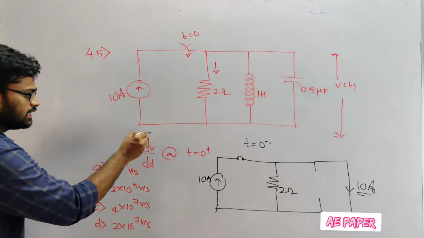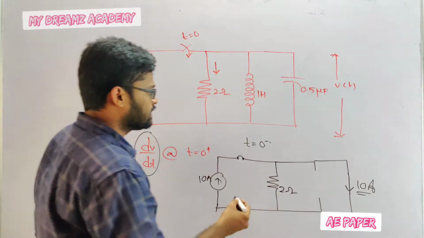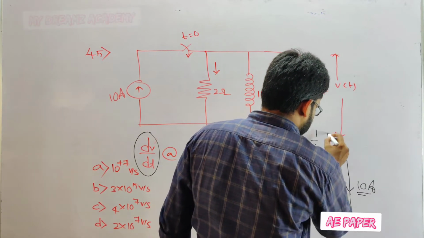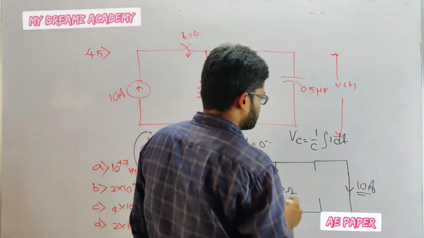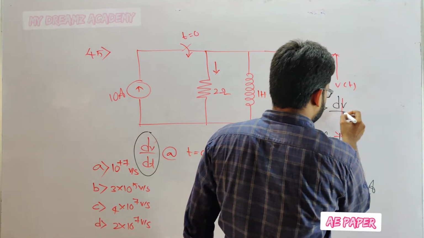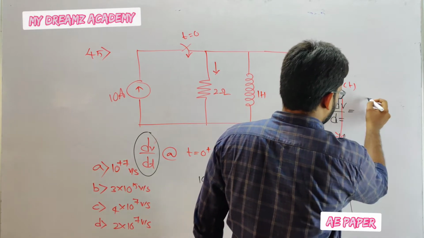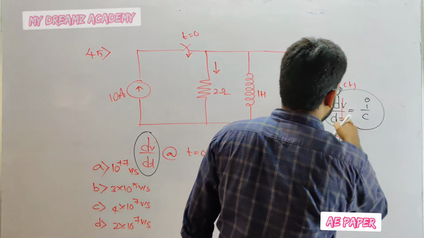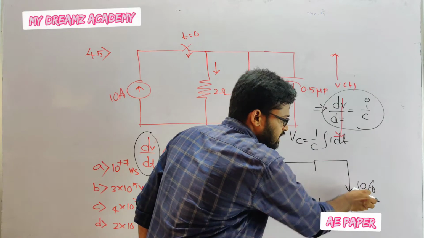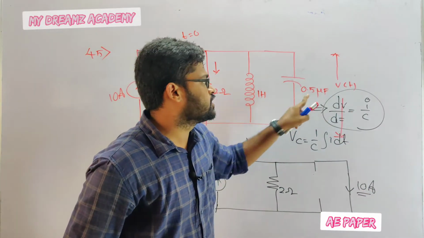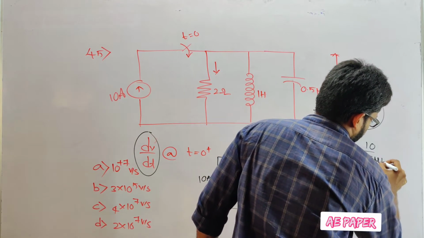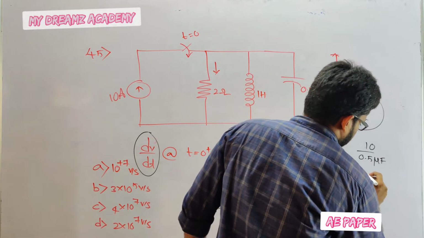Now we need to calculate dv by dt. How can I calculate dv by dt? The capacitor voltage Vc is equal to 1 by C integration of I dt. Differentiating both sides, it gives dv by dt equals I by C. What is the current flowing through this one? That is 10 ampere. What is the capacitor value? That is 0.5 microfarad. So 10 by 0.5.